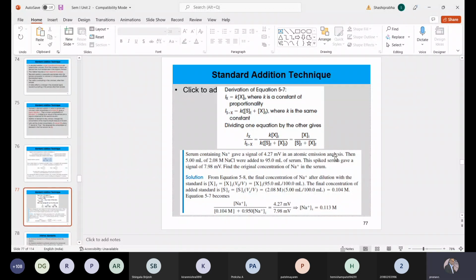मतलब आपने 5 ml को 95 ml serum में डाला, तो टोटल serum कितना हो गया? 100 ml serum हो गया. तो नेचुरल है 2.08 है, उसका कॉन्सेंट्रेशन कम हो जाएगा. दिस स्पाइक्ड सेरम जब हम डालते हैं ना किसी चीज में, स्टैंडर्ड हम उसको कहते हैं स्पाइकिंग.